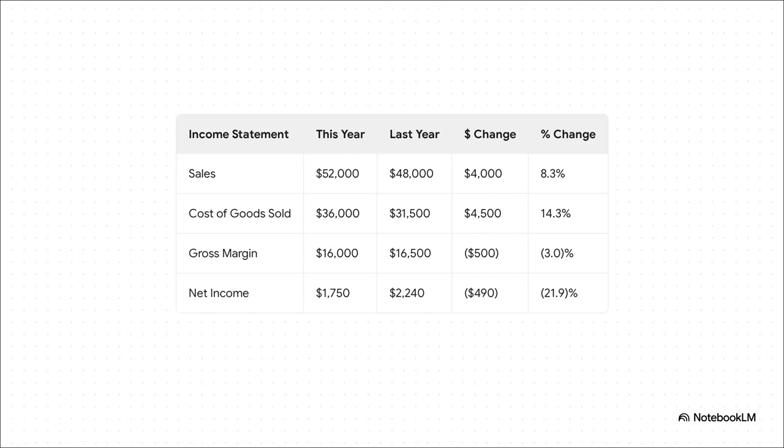Okay, now this is where the story really gets juicy. Let's look at this chart. Sales are up 8.3%. Not bad. But look deeper. The cost of goods sold, what it took to make those sales, shot up by over 14%. And the result? Our net income actually tanked by almost 22%. This is the kind of mind-blowing insight the time machine reveals. It's a massive red flag.